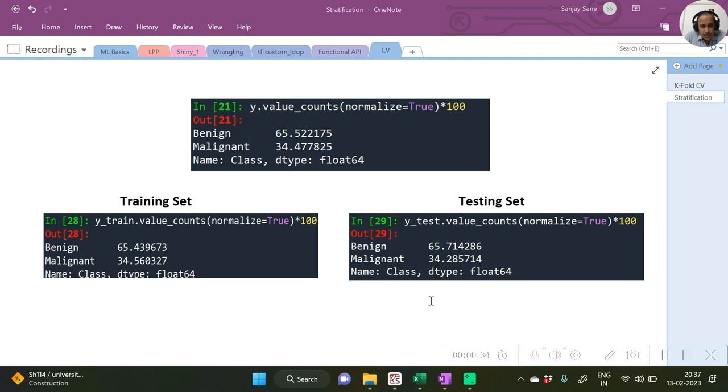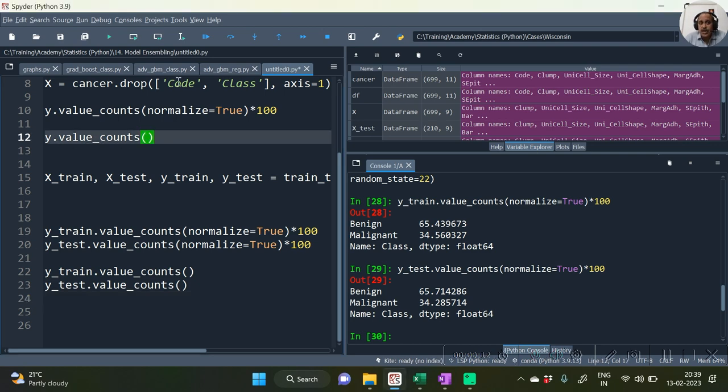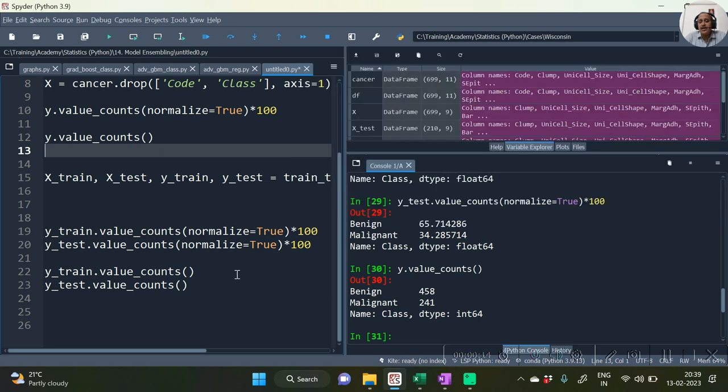In the test set and also in the train set, we see the percentages of benign and malignant, though not exactly matching with the parent data set, somewhat they are matching. So hence, stratification is required. Well, if you are curious to know what exactly happens with this stratification, let us see the outputs with plainly the value counts. Our parent data set contains benign records as 458 and malignant records as 241.